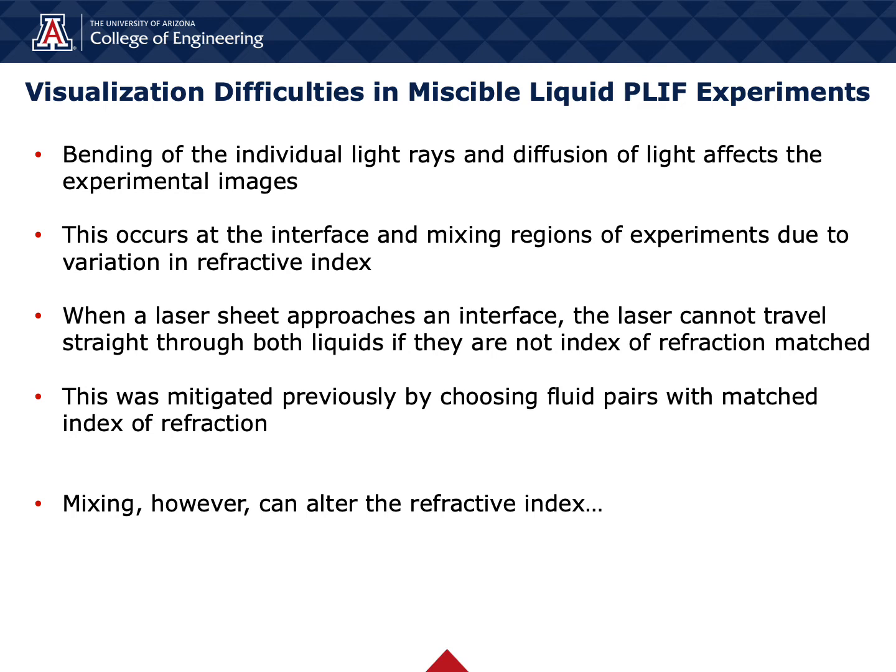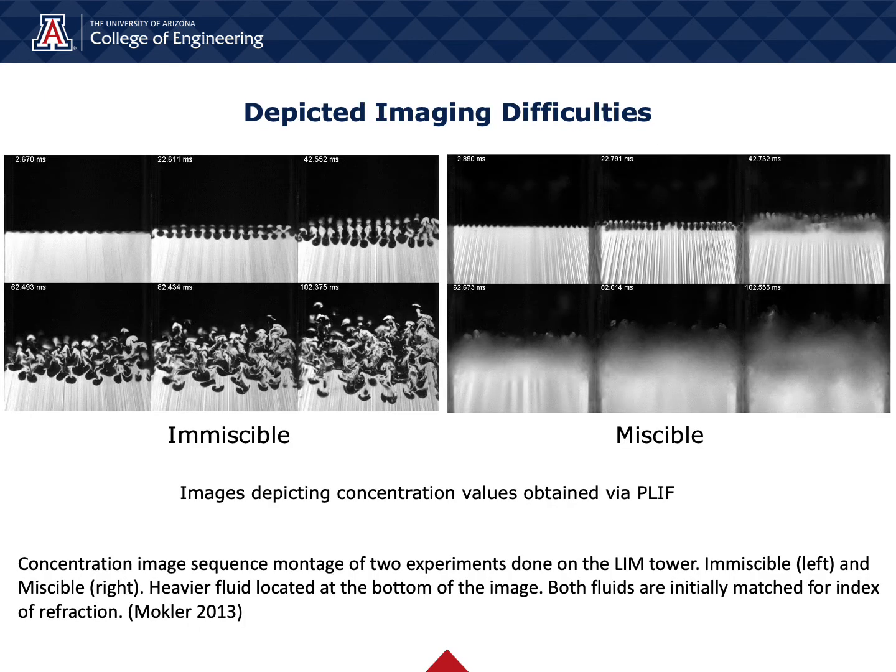Previous experiments mitigated this effect by initially matching the indices of the two fluids, but blurriness was still evident in the resulting images. Why is this? The answer is that molecular mixing for the miscible case can alter the index of refraction. What was initially a case of having matched indices becomes a case of mismatch during the mixing event. You can see it here.